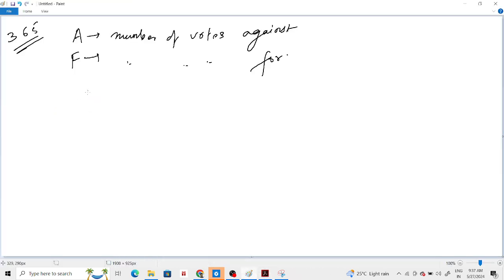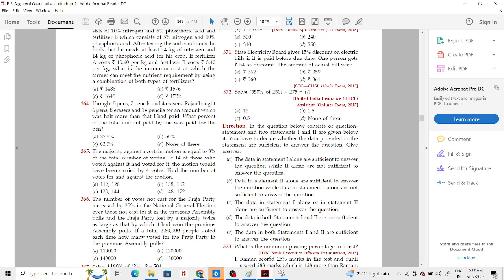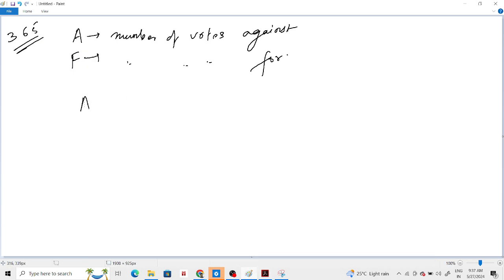If 14 of those who voted against it, so that means if 14 people out of the total who voted against the motion are taken out and added to the for list, then the difference between the votes will be 4. So that means A minus 14, that means 14 people taken out, minus the for list plus 14, will be equal to 4. Did you understand this equation?